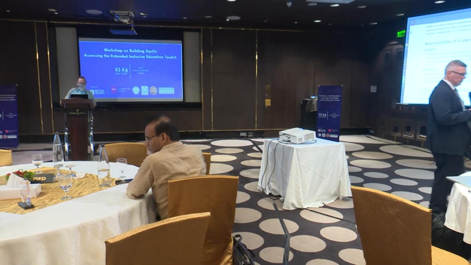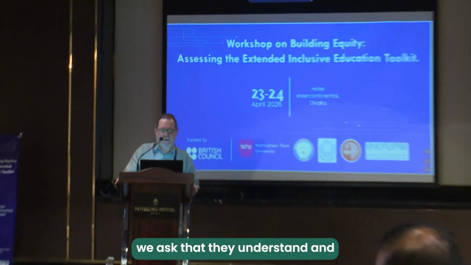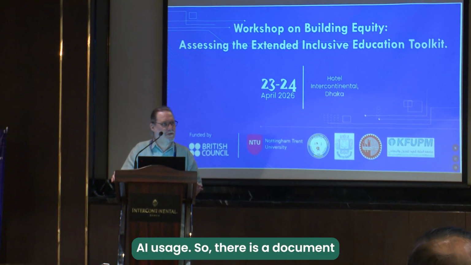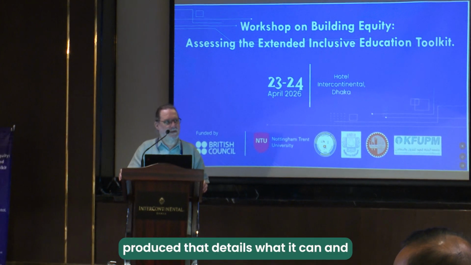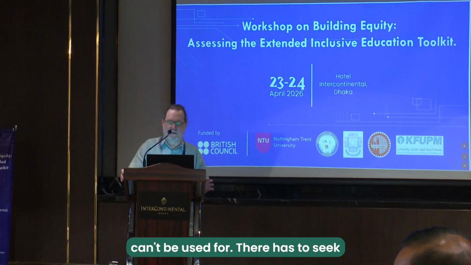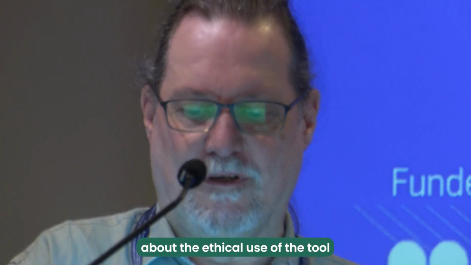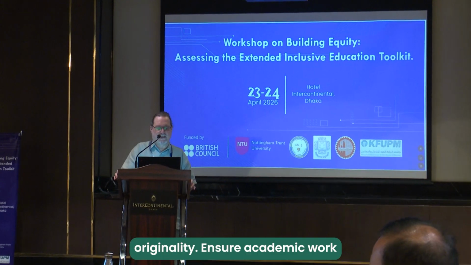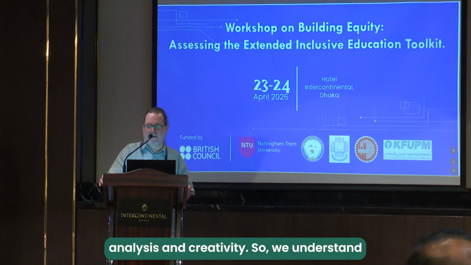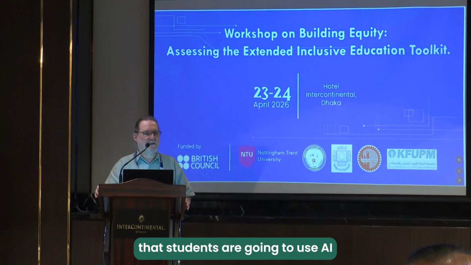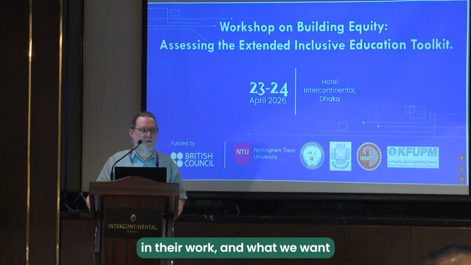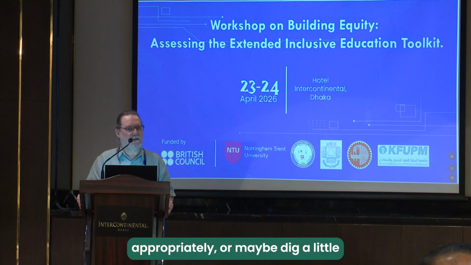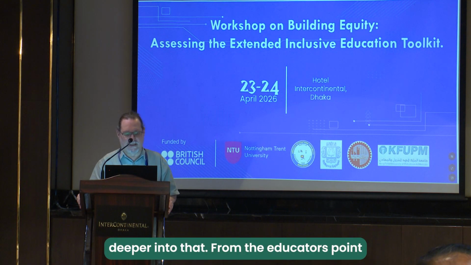So for students, we ask that they understand and adhere to the university guidelines for AI usage. So there is a document produced that details what it can and can't be used for. They're asked to seek support and clarification when unsure about the ethical use of the tool in their coursework, and overall, maintain originality and ensure academic work reflects independent understanding, analysis, and creativity. So we understand that students are going to use AI in their work, and what we want to do is ensure they use it appropriately. We'll maybe dig a little deeper into that.